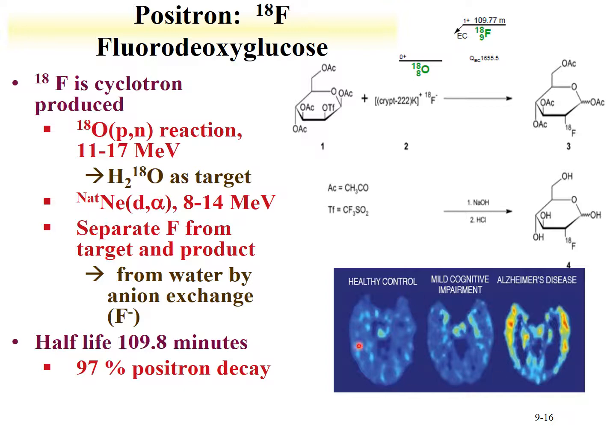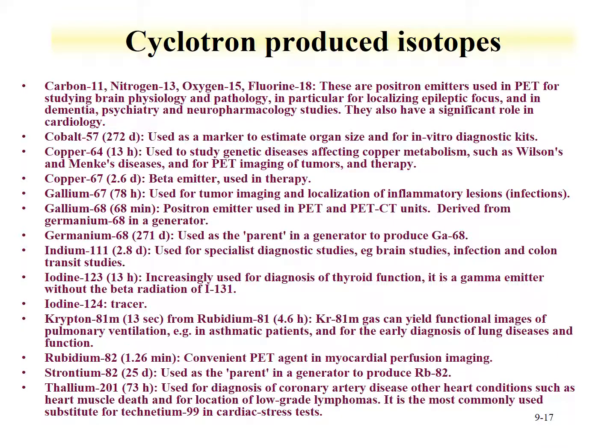And one can evaluate the behavior through controlled experiments where the brain can be imaged that shows the presence, in this case, of Alzheimer's disease. A list of cyclotron produced isotopes is provided here. In addition to fluorine-18, there's oxygen, nitrogen, and carbon isotopes that are also used for positron emitters.